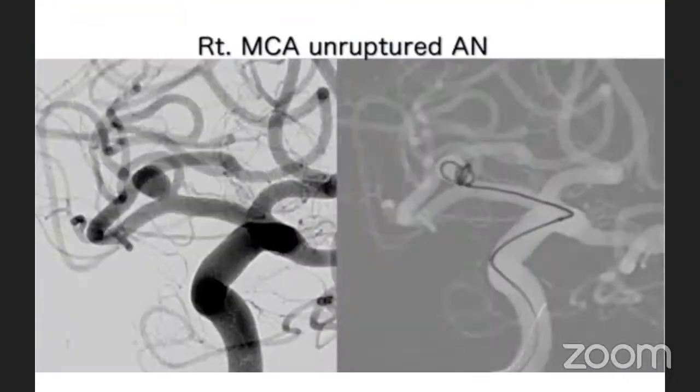This case is MCA unruptured aneurysm. The shape is wide neck. Initially, coil loops are coming to the parent artery, so I changed the catheter tip position out of the neck. At this position, coil loops go into dome, and I could make coil frame with simple technique.